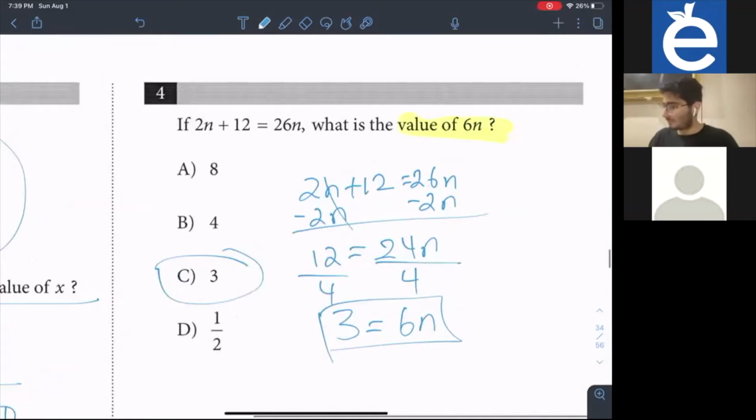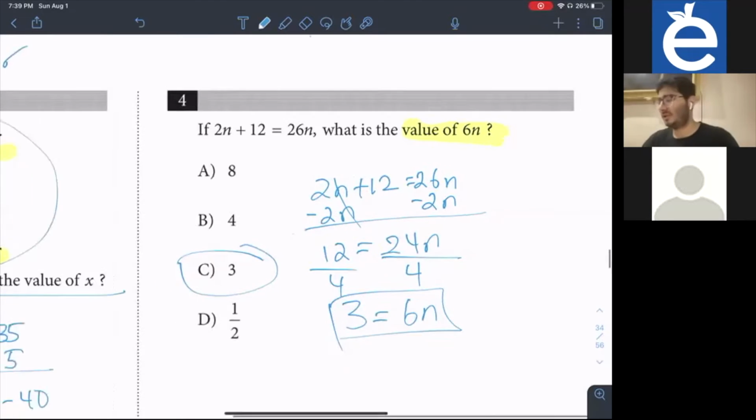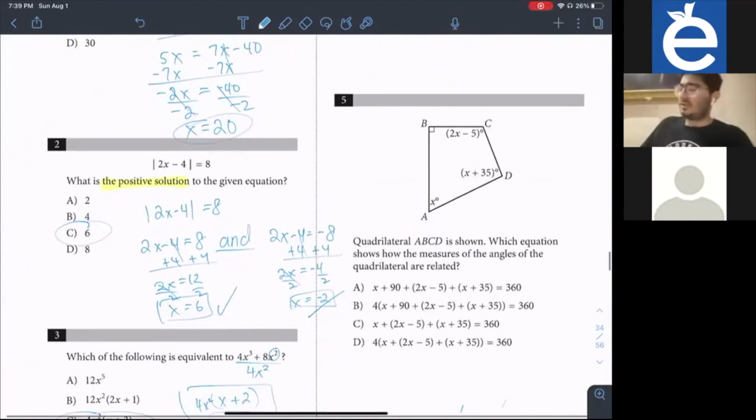Because if someone didn't notice this, they could have subtracted the 2n on both sides, gotten 12 is equal to 24n, and then divided by 24 to get 0.5. And then they would do 6 times 0.5, which is also 3. But instead of finding n and then multiplying by 6, you could just divide once and get your answer. Now let's go to question 5.